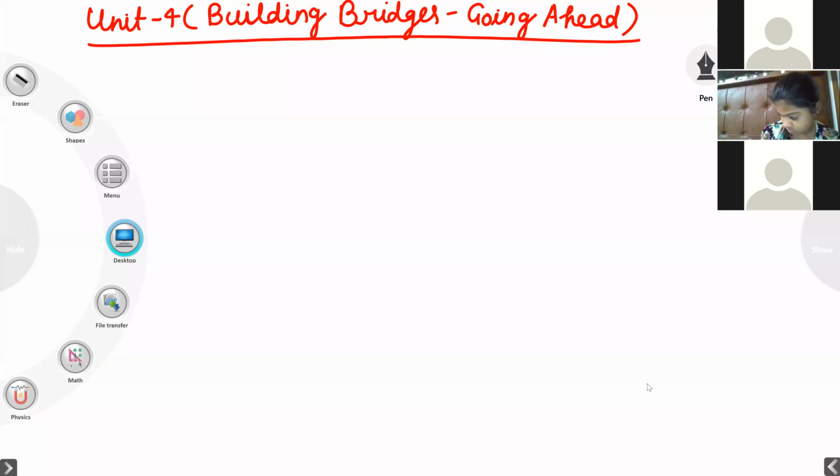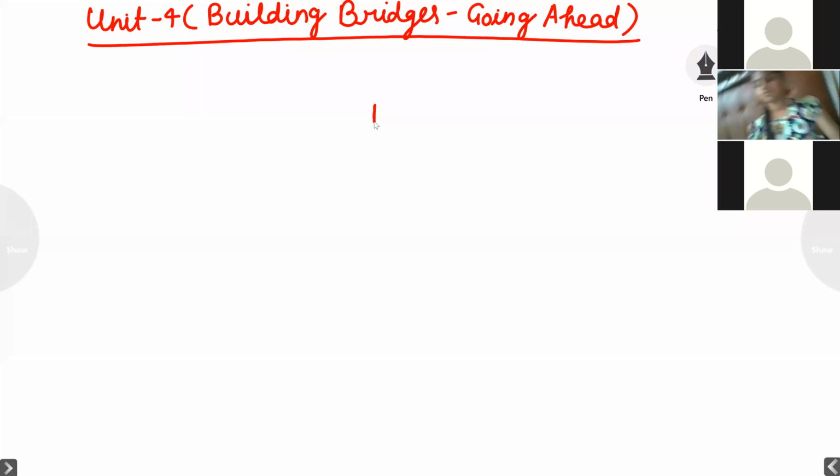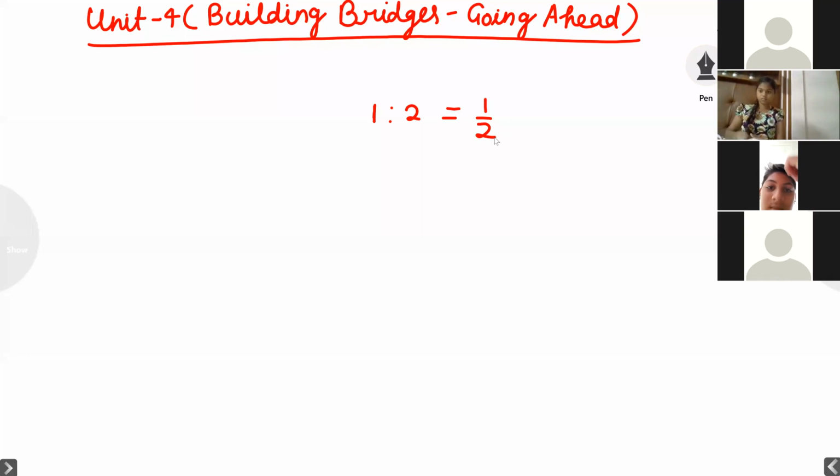Suppose I am writing here 1 is to 2. I want to find out equivalent fraction. Firstly, ratio I want to write into fraction form. 1 is to 2 means 1 by 2. I want to find out equivalent ratio. Firstly, I want to change into fraction. Again, same number we can multiply into numerator and denominator.